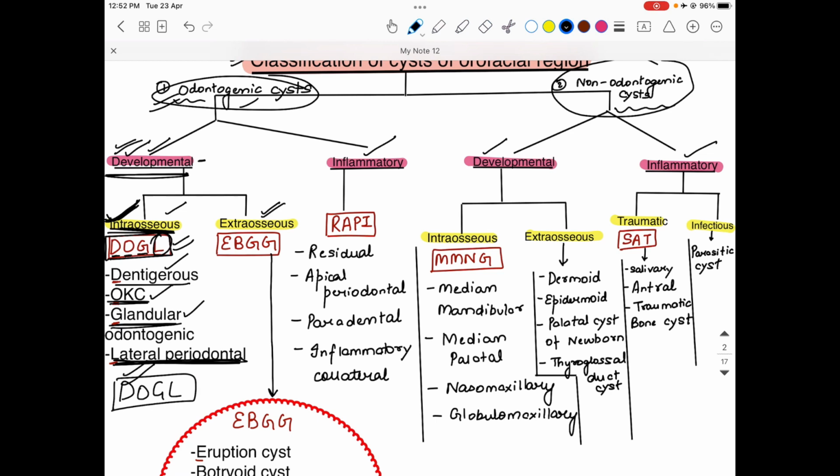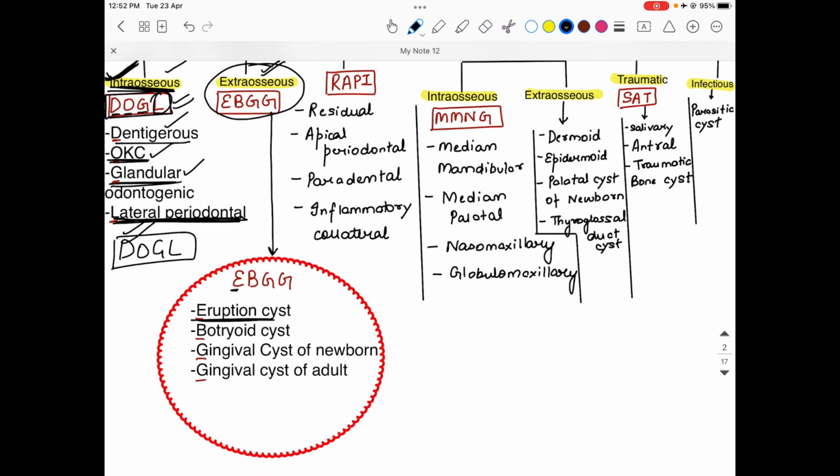Now moving ahead to the extraosseous variety. In this you need to remember EBGG. Now what does that stand for? E stands for eruption cyst, B for botryoid cyst, G for gingival cyst of newborn, and other G stands for gingival cyst of adult. So you remember EBGG, which is eruption cyst, botryoid cyst, gingival cyst of newborn and gingival cyst of adult.